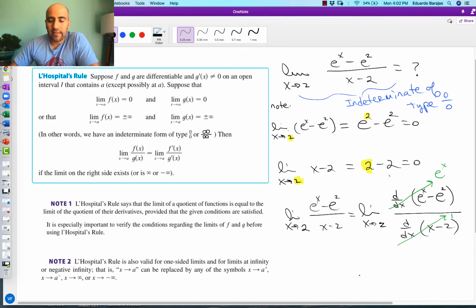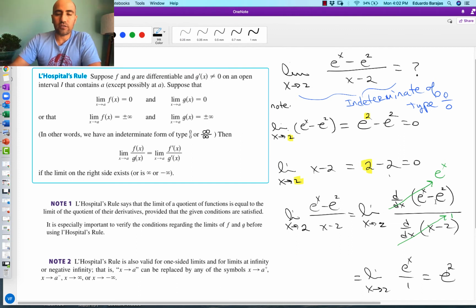So we get that this is going to be the limit as x approaches 2 of the function e to the x over 1, which is just going to be e to the x. And so this is just going to be equal to e to the second. Okay? Some constant. Remember, the number e is just a number. It's 2.718-ish. And so that's our answer. It approaches e squared.